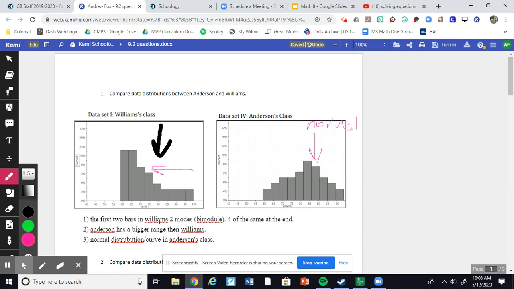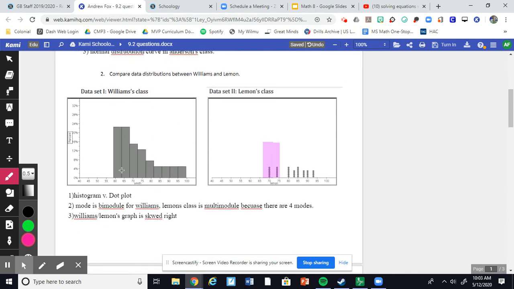Okay, so the first two are bimodal, with four of the same value. So we are saying that there's four right here that are the same. Also two peaks, versus this one only has one. Anderson has a bigger range than Williams, so we see that our data set runs much further than what Williams has over here. Normal distribution, this is normal, this is skewed.